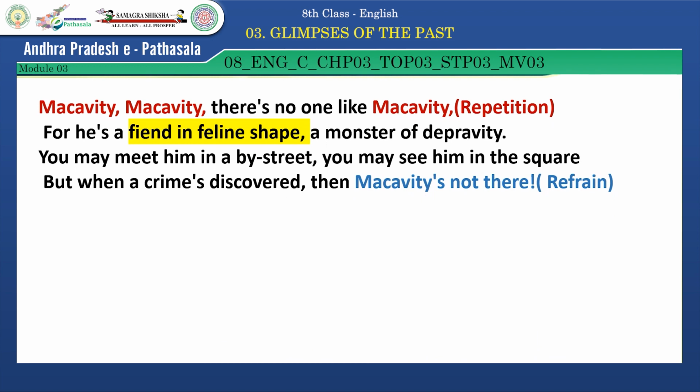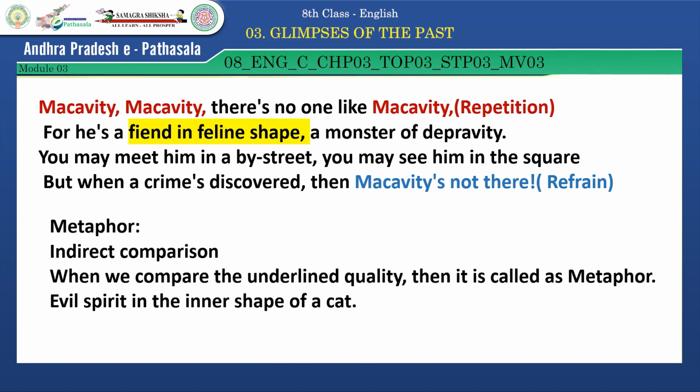Now let's see metaphor. So metaphor means indirect comparison. When we compare the underlined quality, then it is called metaphor. So here, when we observe the highlighted phrase, he is a fiend in feline shape. That means an evil spirit in the inner shape of a cat. So here he is comparing the cat as a fiend in feline shape, the evil spirit or the devil in the inner shape of a cat. So we can call it metaphor. And then here in the last line, we can see Macavity is not there, and Macavity, Macavity, Macavity. Again, it is repeated 3 times in a sentence. So it is called repetition.